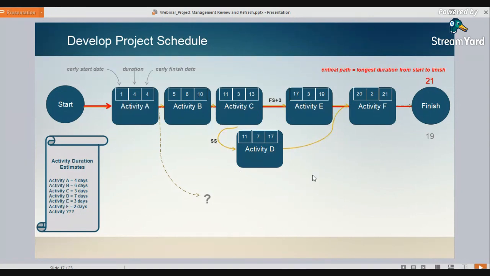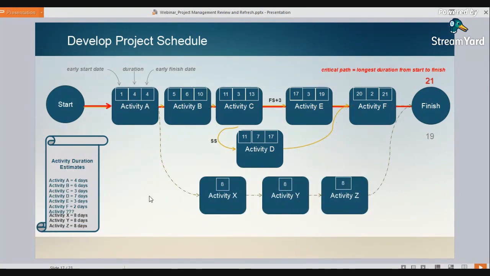I'm going to just make this a little bit more complicated. What if there was some more activity? Remember we had activity question mark before? Let's add in activity X, Y, and Z. And for simplicity, they're each 8 days of duration. Activity X begins on day 5, it ends on day 12. Activity Y begins on the 13th, ends on the 20th. Activity Z begins on the 21st, ends on the 28th.